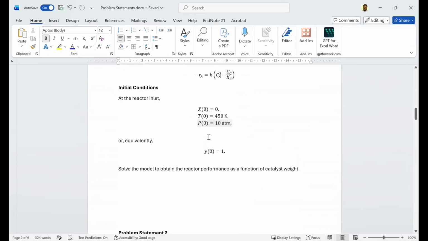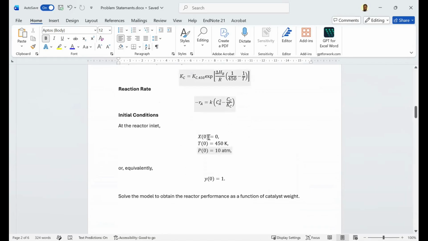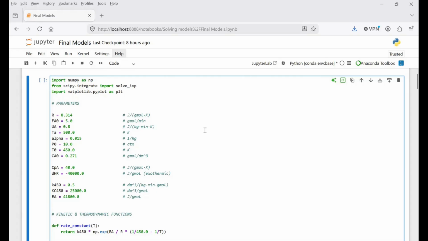So what we want to do is solve the model to obtain the reactor performance as a function of the catalyst weight. So how do we do this in Python that I've written for that problem?